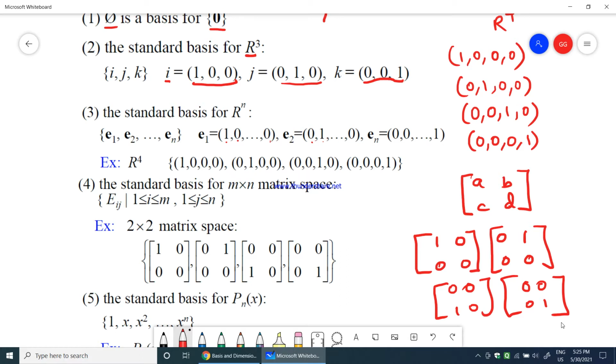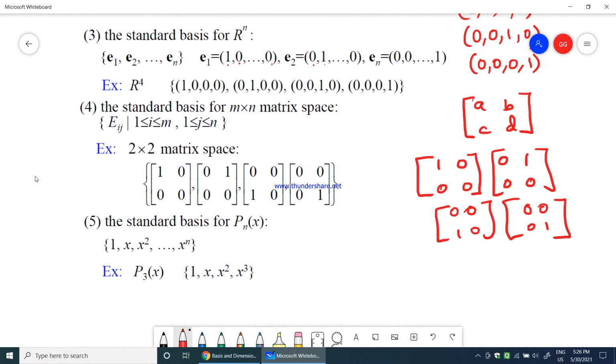So if you have a 2 cross 2 matrix space, then you get 4 different bases for that. Now the standard basis that we come across in polynomial equations is 1, x, x square, and so on up to x to the power of n. For example, in Pn of x, when n equals 4, the basis would be 1, x, x square, x cube, x to the power of 4. This would be the standard basis for Pn of x when n equals 4.